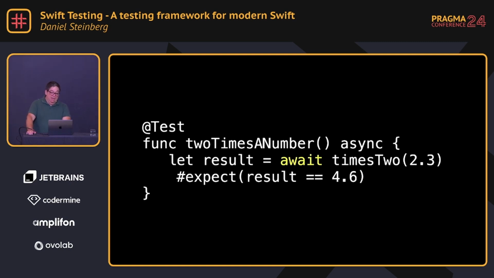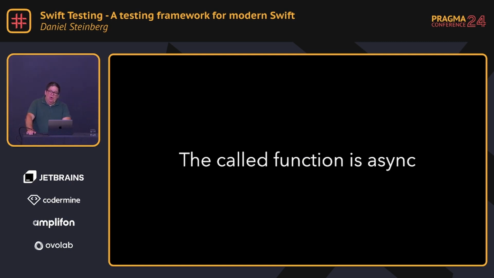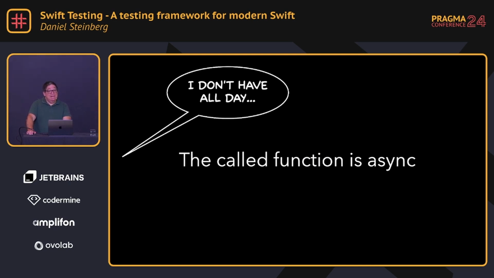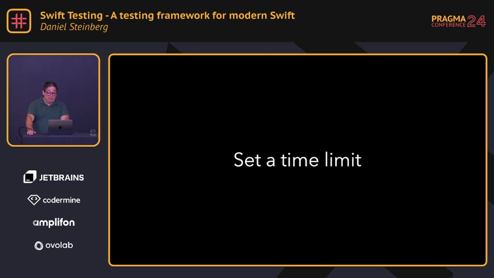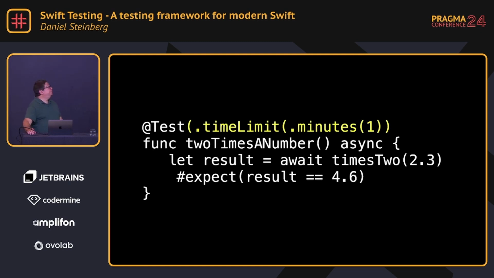I'm awaiting times 2. The called function is async. It takes a while. Maybe it takes a long while. And when you run your tests, you just don't have all day. Turns out there are strategies for this. One is you can set a time limit. You say, look, I'm going to set a time limit. If this thing runs for more than a minute, something's wrong.